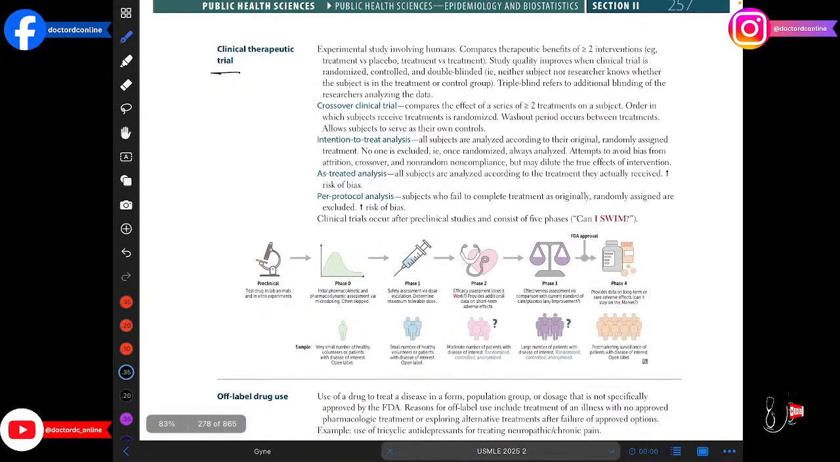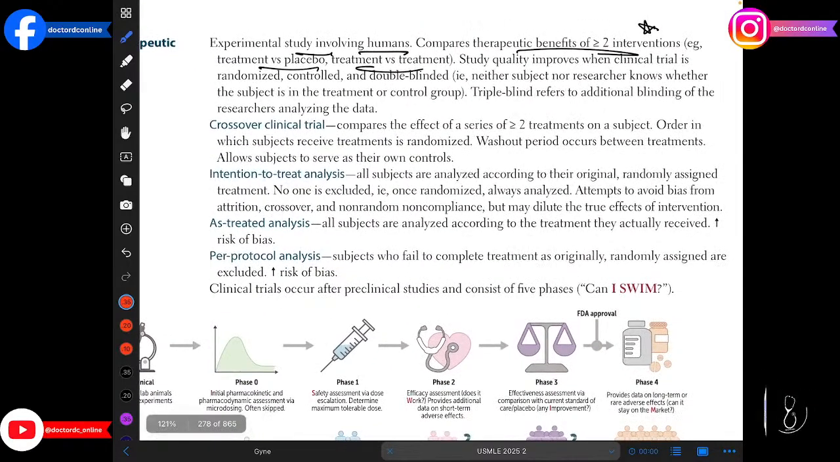Our next topic is the clinical trial. Clinical trials are experimental studies involving humans, and they compare the therapeutic benefits of one treatment versus another treatment or of a treatment versus some placebo. So, what are the characteristics of the highest quality clinical trials? Well, they should be randomized, controlled, at least double blinded. And by that I mean neither the patient nor the investigator knows whether the patient is in the treatment or the control group. So, how can a study be blinded?